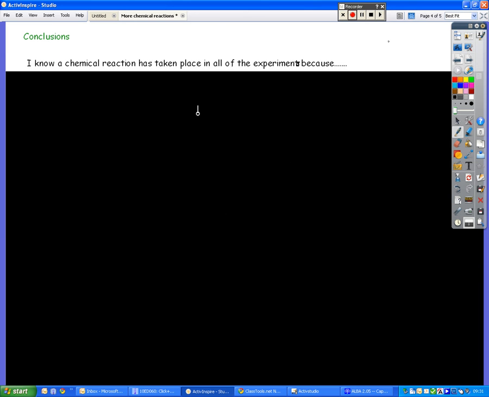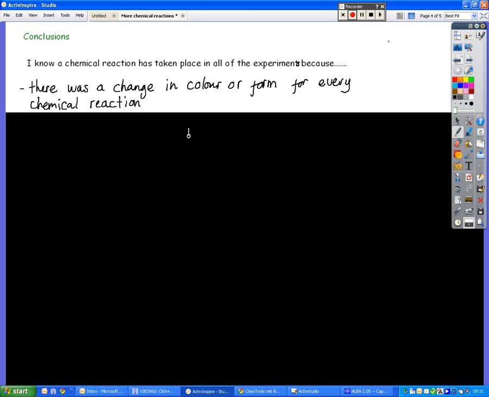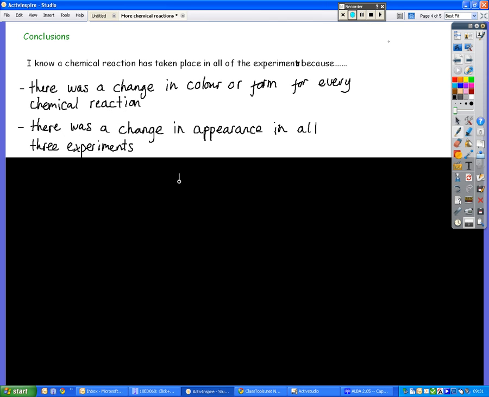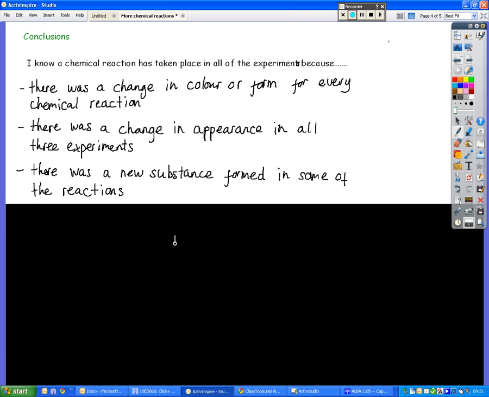So last of all, we made some conclusions on our results, based on: I know a chemical reaction is taking place in all of the experiments because, and we got a few answers from the class. The first of those was, there was a change in colour or form for every chemical reaction. There was a change in appearance in all 3 experiments, and there was a new substance formed in some of the reactions. So we've got some more experience at looking at chemical reactions, and we can describe how a chemical reaction is taking place in more than one way now.